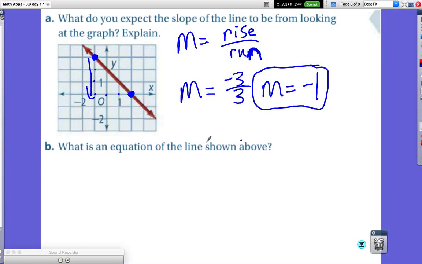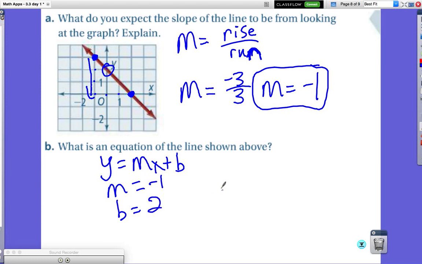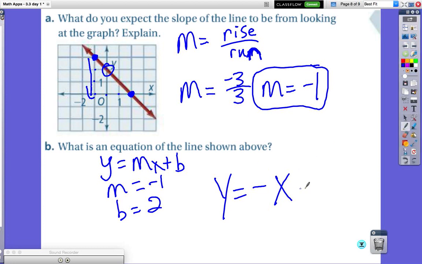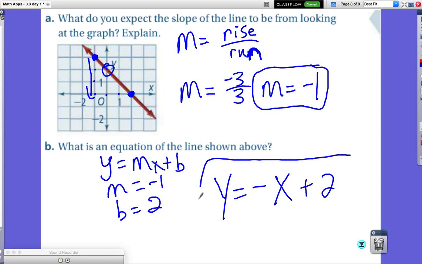Letter B, what is the equation of the line? So we need y equals mx plus b. We need to know the slope and the y-intercept to write our equation. We know our slope is -1. Our b is our y-intercept, so we look where it crosses. Right here is where it crosses, and it's at +2. So we can write our final answer of negative x. You can put the 1, but you do not need it, so you could just put -x, or you could have that 1 in front if you would like, and then +2, and we have our answer.